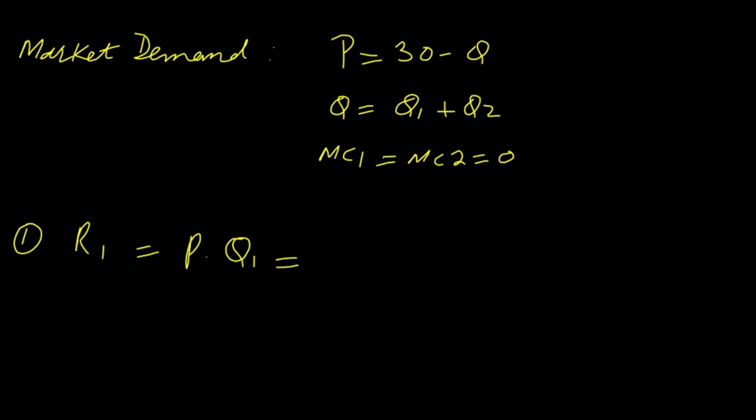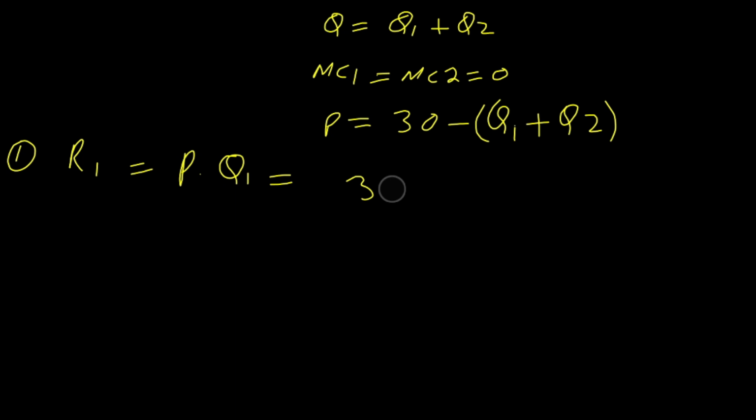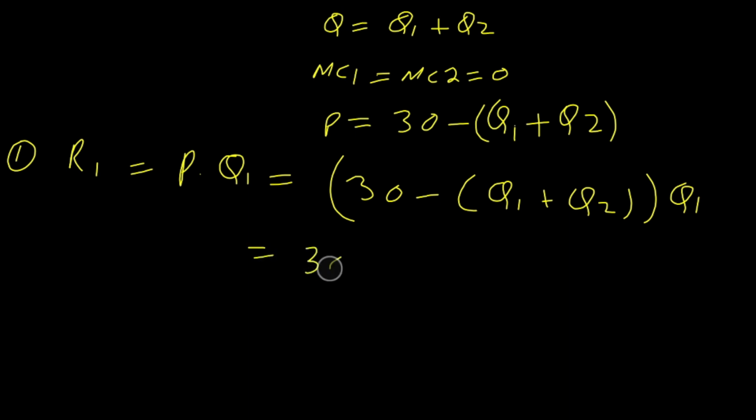Since overall quantity is equal to Q1 plus Q2, we can write price as 30 minus (Q1 plus Q2). If we multiply this entire price by Q1, we will get 30Q1 minus Q1 squared minus Q2Q1. So this is the revenue of firm 1.